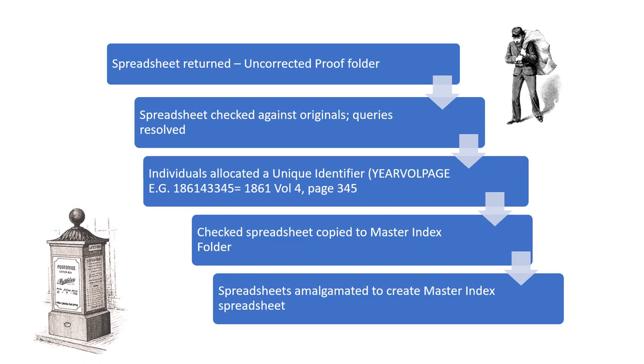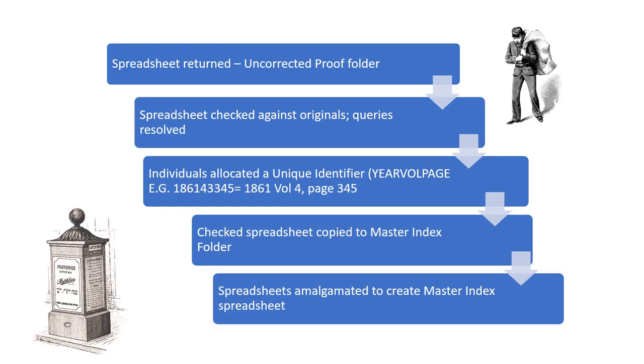I wanted to just run through how the transcriptions you're doing fits into our workflow and what happens to them once you send them back to me. So once they're returned, I put them into a folder which is called Uncorrected Proofs. And when I have some time, I go through each spreadsheet, checking against the originals and resolving any queries, any misspellings and so on. And once everything's been checked off, we give each individual a unique identifier.